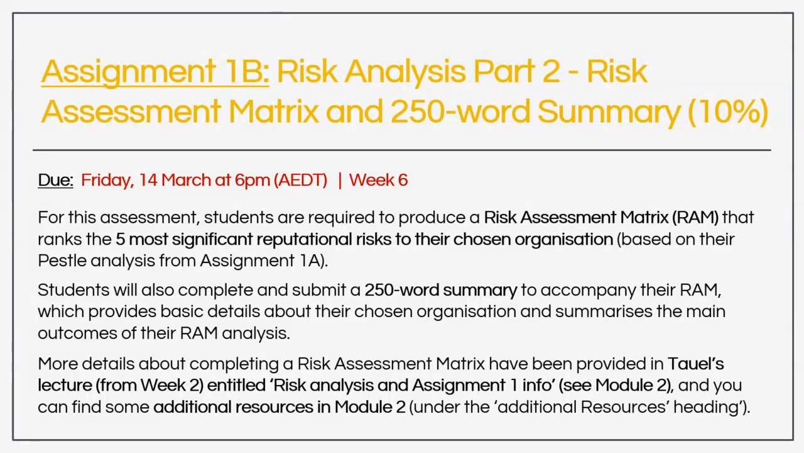So by the time you're watching this lecture, most of you will have finished and submitted assignment 1A, unless you have an extension or you're still working on it. But assignment 1B is the next part, and that's where you do a risk assessment matrix and a 250-word summary. And that's due on Friday, the 14th of March at 6 p.m. Loosely 6 p.m. in Canberra time, as I was saying yesterday in the tutorial for anyone that missed that.